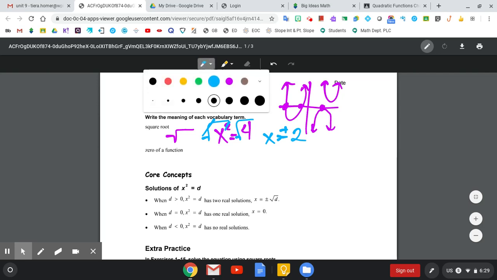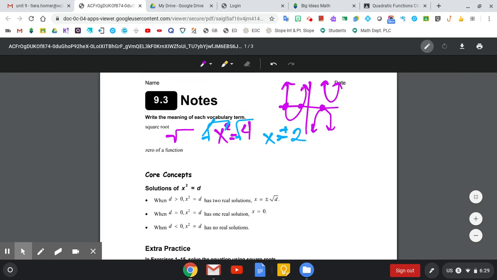The zero of a function, nothing new here. We've been talking about this since Unit 4. A zero is also called a root, a solution, and an x-intercept. Okay, so they could ask what is the solution to the problem. They could ask what is the root of the problem. They could ask what is the zero. They're asking the same thing. Where does this cross the x-axis?